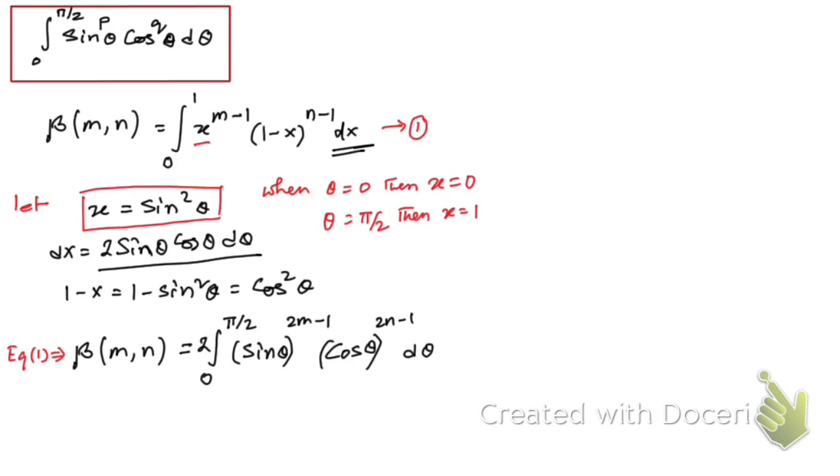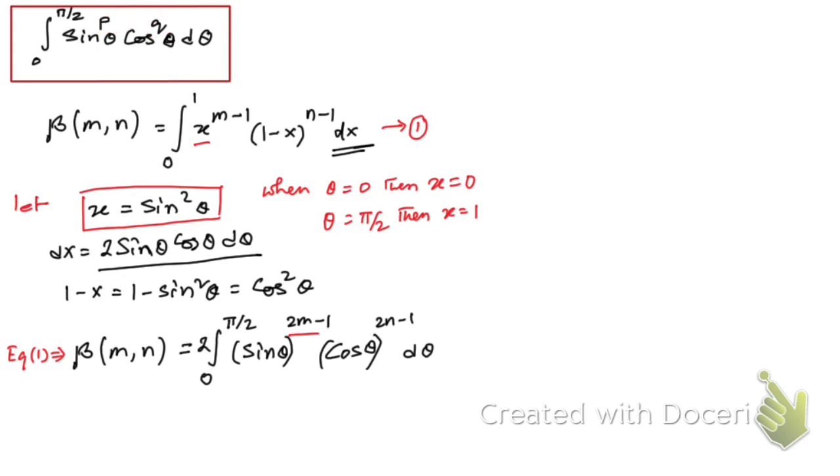Right. Now you see, as we are to express this in the form of gamma and beta function, we are going to compare this power, twice m minus 1, with p and this twice n minus 1 with q, right?